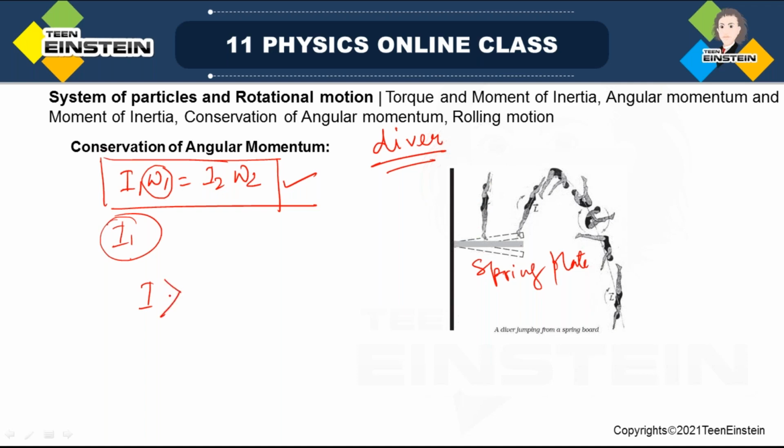Suppose I1 is more than some initial value, then what happens? To make the angular momentum conserved, see, L is equal to I omega. If I is increasing, then omega must be decreasing. So the angular velocity will be decreasing.